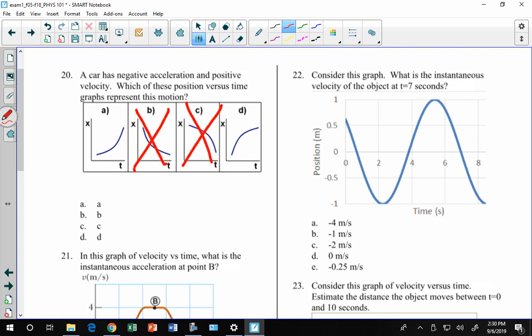And now if it has positive velocity but negative acceleration, is this thing speeding up or slowing down? It's slowing down. And which one's slowing down? D is right.